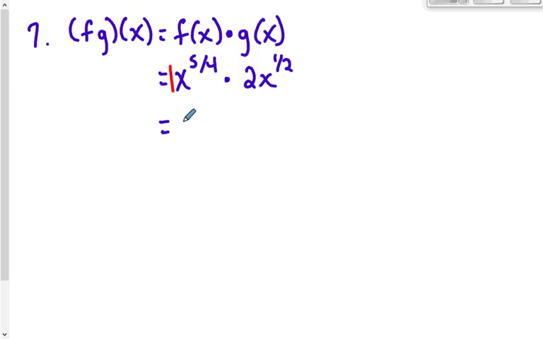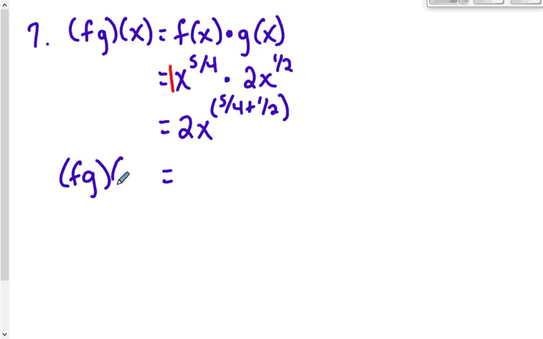So first, let's look at coefficients. 1 times 2 is 2, and then add the exponents here. So I have x to the 5 over 4 plus 1 over 2. Again, I know you don't have a calculator, but this is going to give me 2x to the 7 over 4. So you would just put in 5/4 plus 1/2. So there's my function. And plug it in.